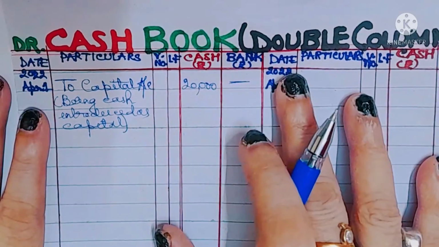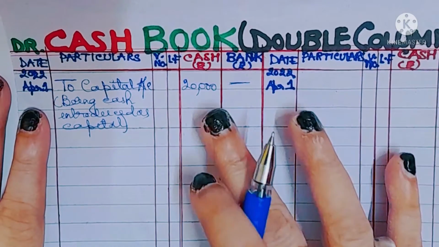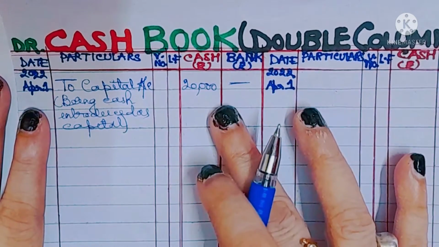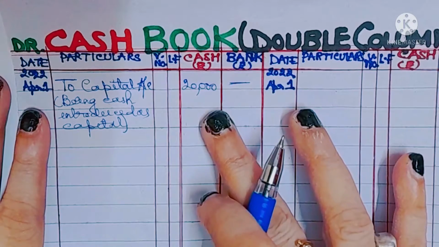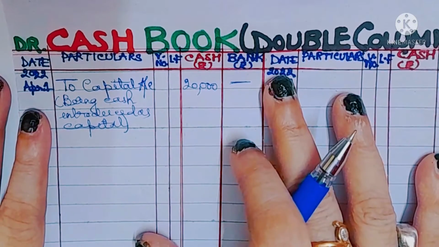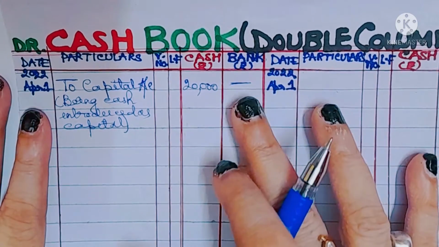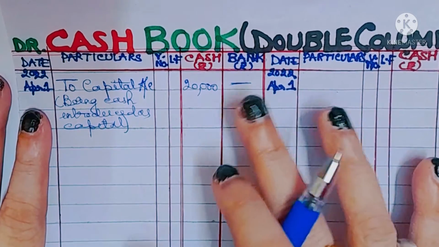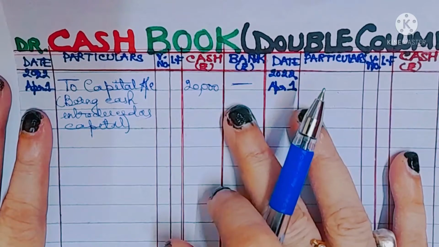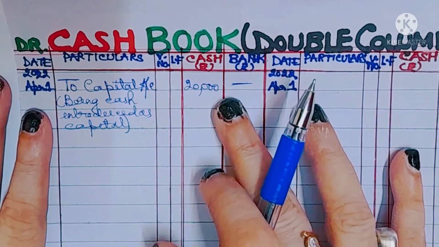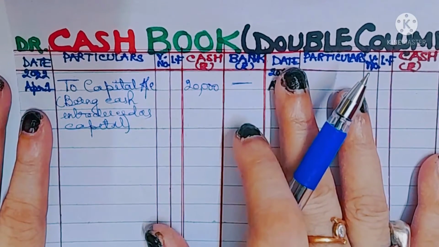Moreover, cash column represents cash account, and cash account comes under real account. According to real account, what comes in is debit. Here, when the proprietor introduced capital into the business, the cash comes into the business. So cash account will be debited by 20,000. Okay? Now let's see the next transaction.